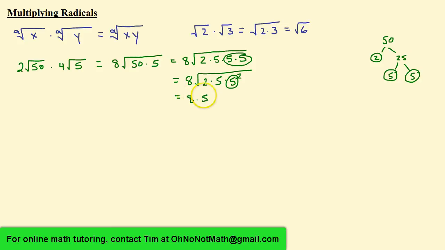So I have 8 times 5 times the square root of 2 times 5, which is 10. Then I have 8 times 5 is 40 times the square root of 10. That's my final answer.